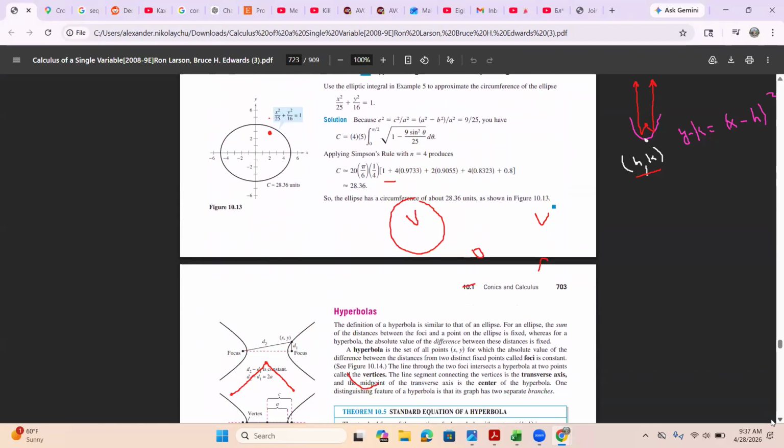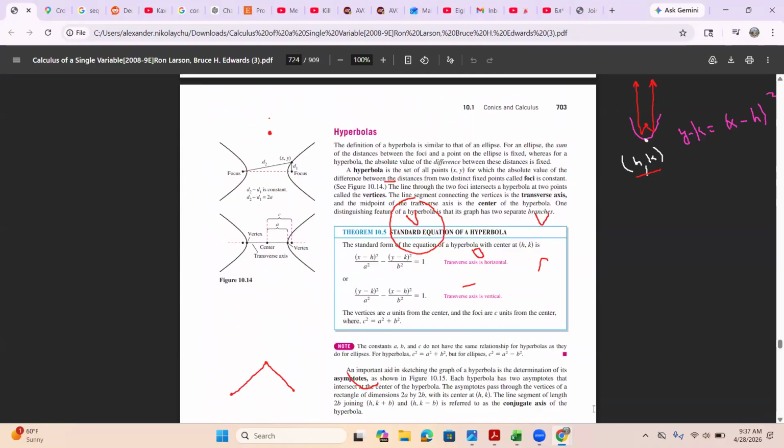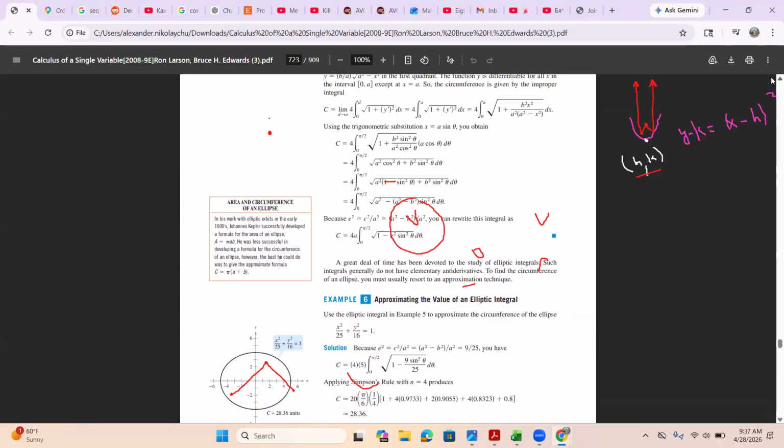Hyperbola. So hyperbolas are here. Notice they're the same exact equation, but instead of pluses, we put minuses. So that's really all it is. So what they do here is they start to differentiate those.